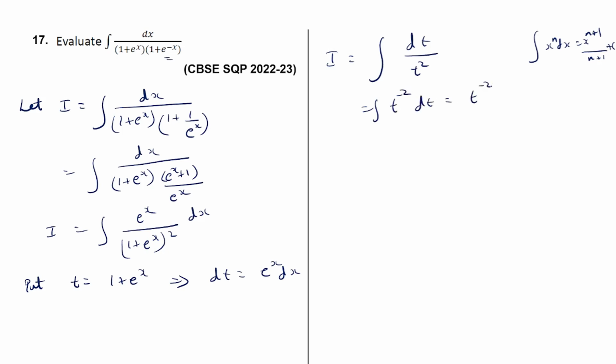It is t raised to minus 2 plus 1 by minus 2 plus 1 plus c. So it is minus 1 by t plus c. T we have taken as 1 plus e raised to x. So this is minus 1 by 1 plus e raised to x plus c. So this is the integral of this function.